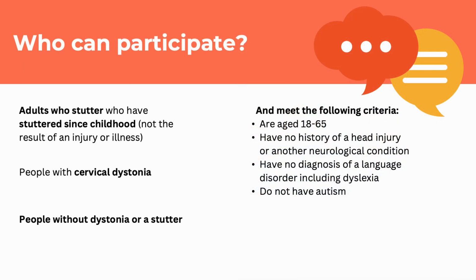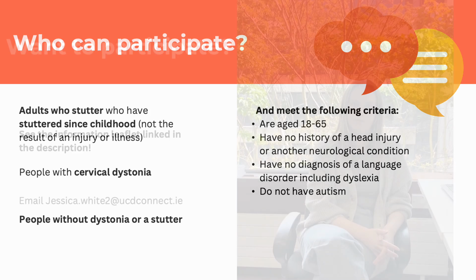The following people can participate: adults who stutter and who have stuttered since childhood, people with cervical dystonia, and people without dystonia or a stutter. All participants should meet the following criteria. Participants should be aged 18 to 65, have no history of a head injury or another neurological condition, have no diagnosis of a language disorder including dyslexia, and do not have autism.